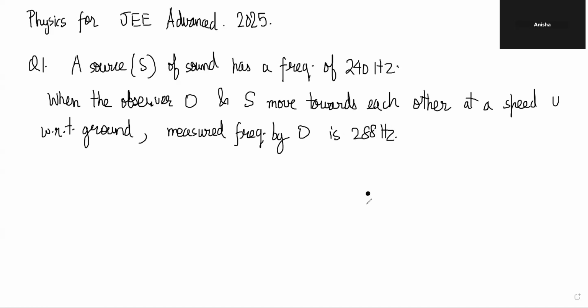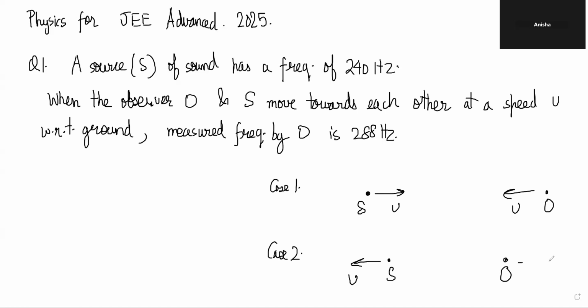The figure is shown. This is case one. And case two is this case where the source is moving this way, an observer is also moving this way, and the frequency is n hertz here. You have to find out n. Okay.